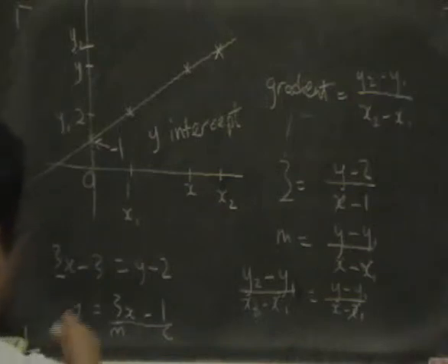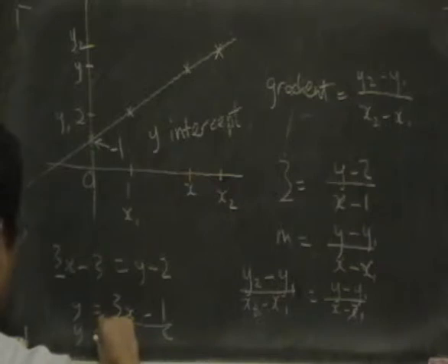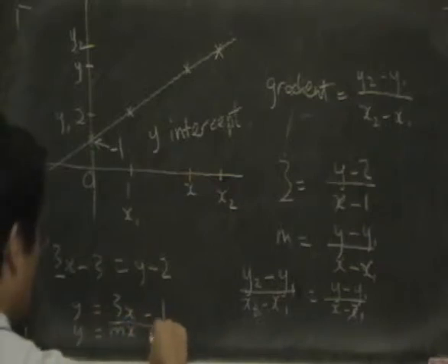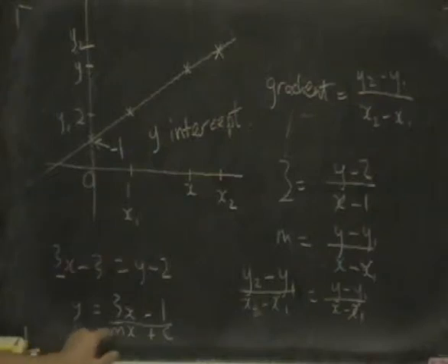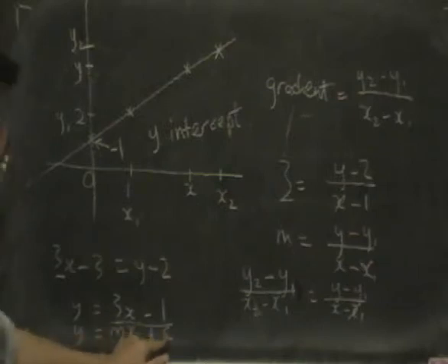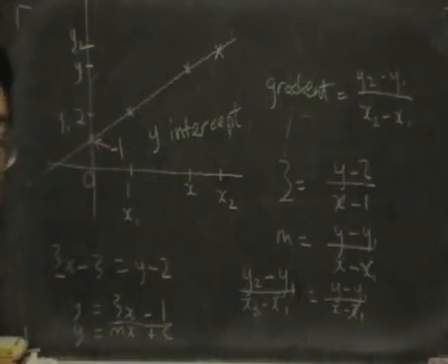It's getting a bit squeezed down here. Let me try to put this in. So I would write this in the form y equals mx plus c. This is a more common form of writing the equation of a straight line, y equals mx plus c, and we understand that m is the gradient and c, in this case minus 1, is the y-intercept.